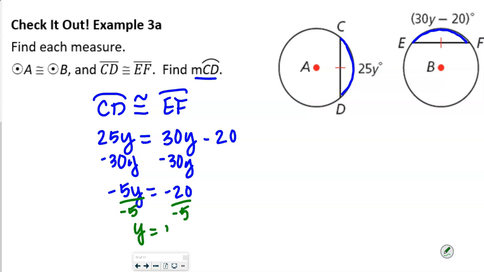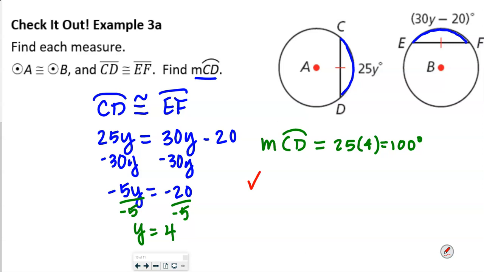So y is equal to 4, okay? So here again, I'm going to plug that in to finding the measure of arc CD, right? So that's going to be equal to 25 times 4. Well, that's 100, right? Okay. Now, how do I check this? We plug it back in the other measure as well.